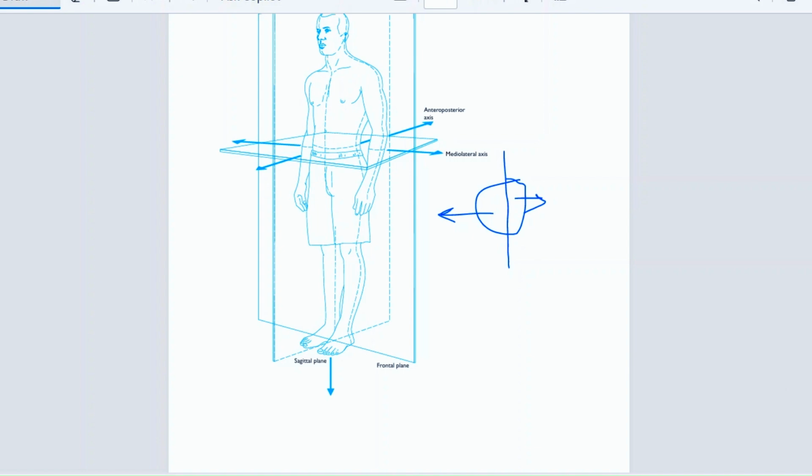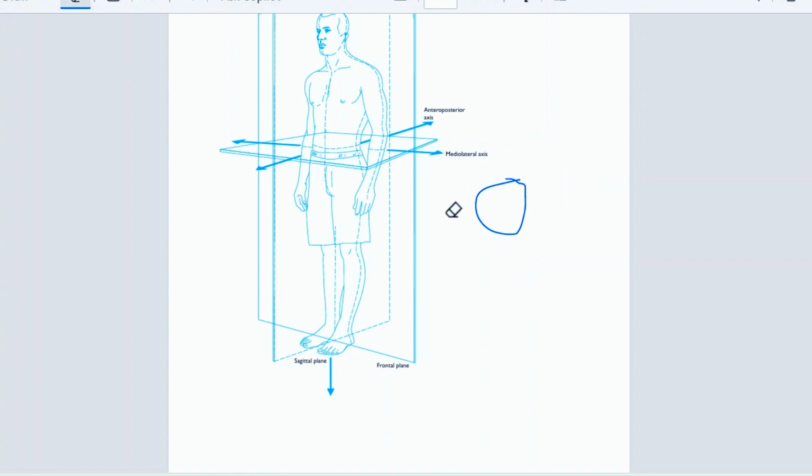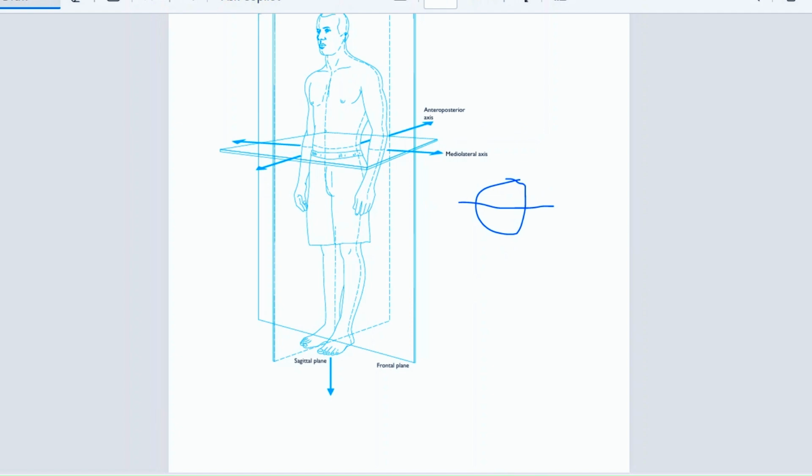The transverse plane is the horizontal plane, in which you divide your body into top and bottom halves. We can take the same ball as an example. What we have to do here is divide our body into upper and lower halves. That means your body has a top and a bottom half.